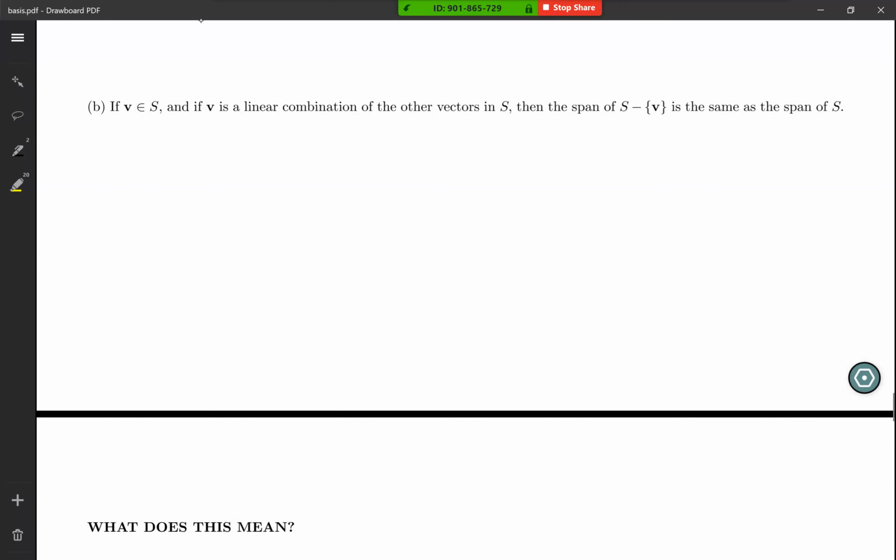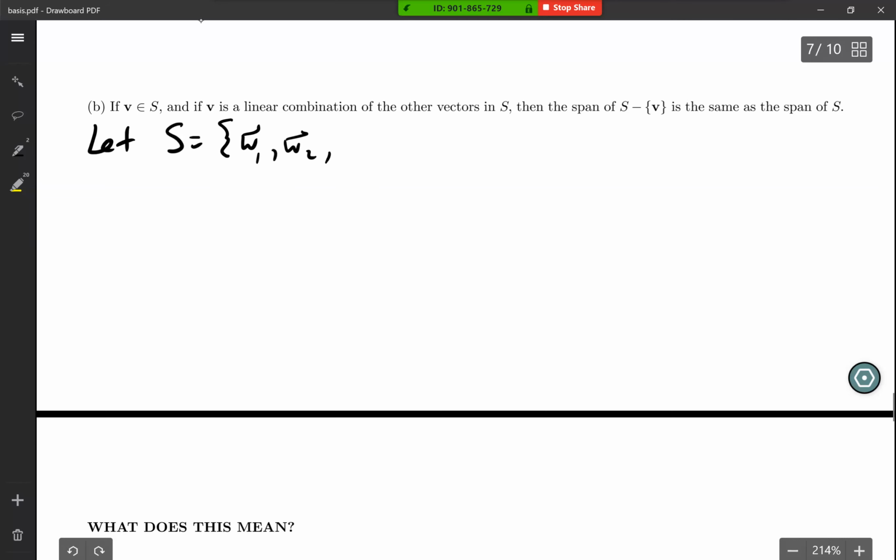All right, so I'm going to use different letters than V's this time, so I don't have the V's and the V sub i's. So let's say S is a set of vectors W1 out to Wn, and we throw in the vector V. We're assuming that V is a linear combination of the other vectors. So let's say that V is equal to C1W1 plus C2W2 out to CnWn.